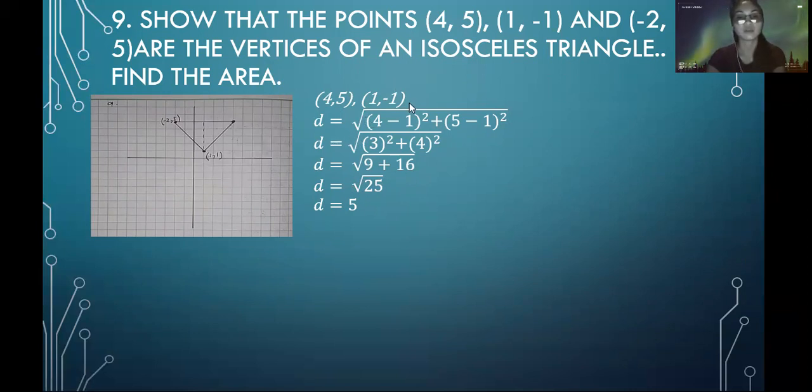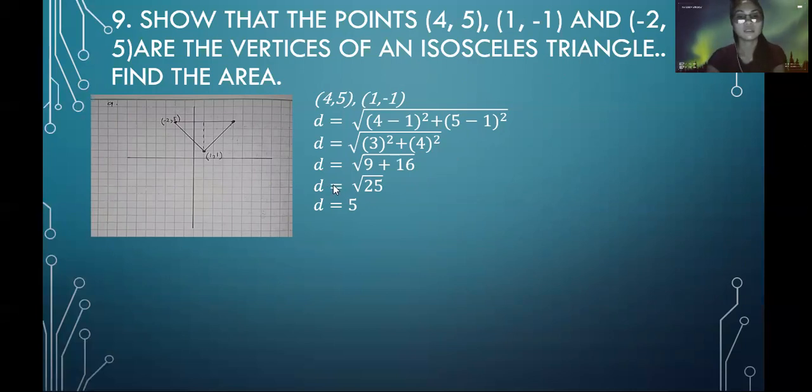d is equal to the square root of 4 minus 1 squared plus 5 minus 1 squared. So d is equal to the square root of 3 squared, the value of 4 minus 1, plus 4 squared, the value of 5 minus 1 squared. So d is equal to the square root of 9 plus 16.